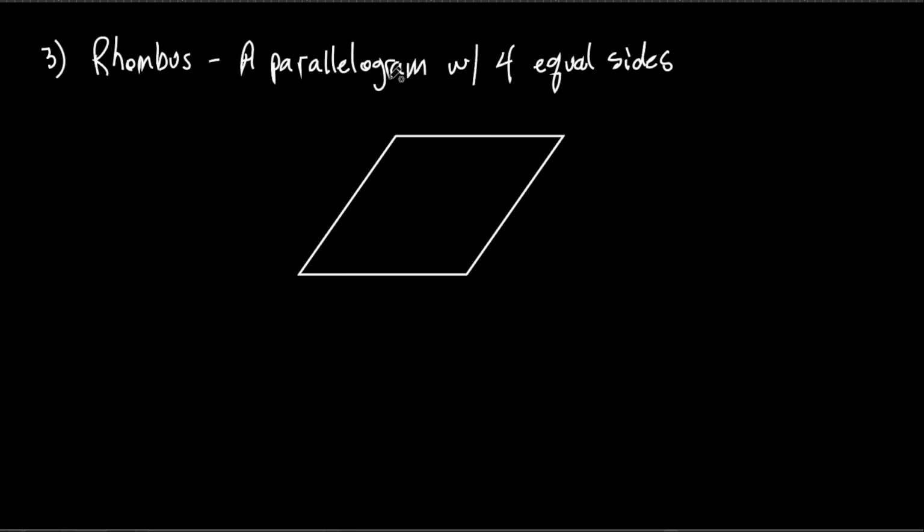So a parallelogram with 4 equal sides. So what am I going to mark here? I'm going to mark all sides equal to each other. Okay. So if you have a 4-sided figure with all 4 sides equal to each other, and the opposite sides are parallel, then it's a parallelogram. Or I'm sorry, then it's a rhombus, okay? If all 4 sides are equal, then it's a rhombus.